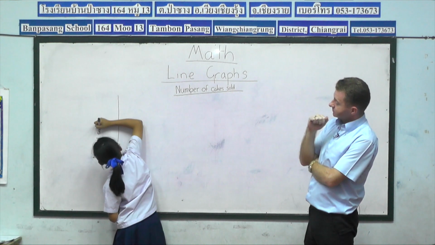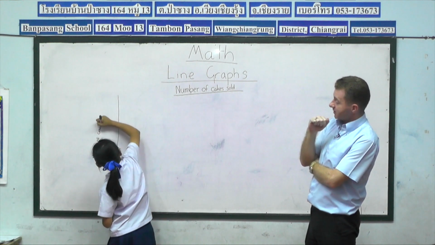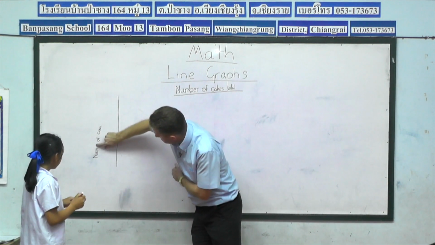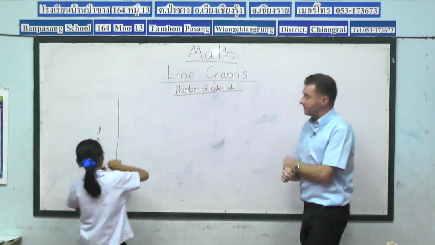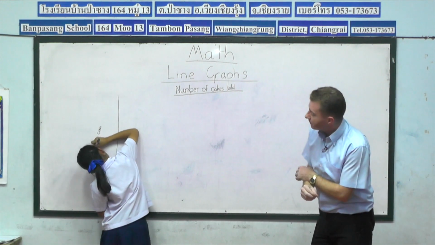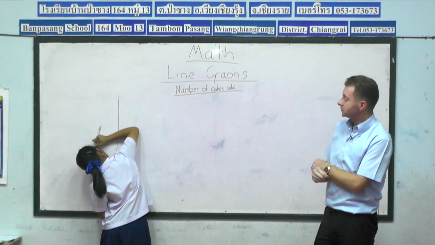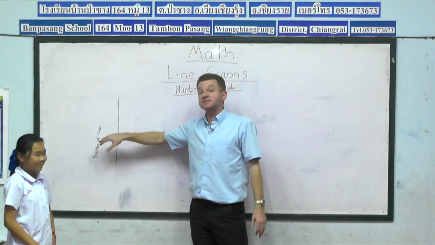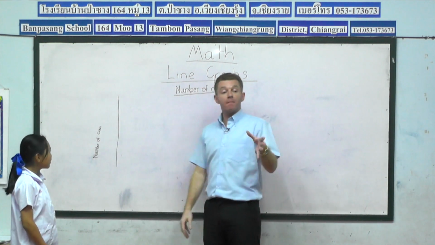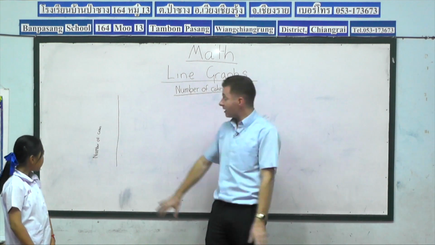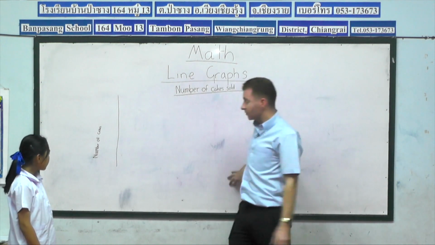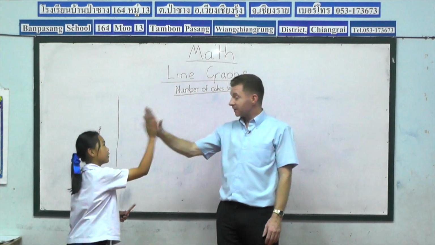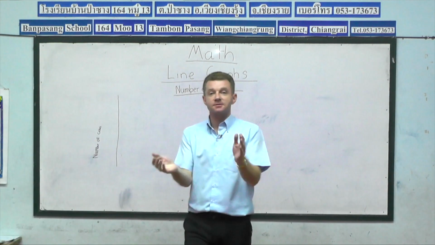C-A-E-S. Brilliant, Nadia. So now we know all we need here. N-U-M-B-E-R. So don't forget B. B-E-R for number. Brilliant. So now we know our vertical axis is about the number of cakes. Remember I said the vertical axis on a line graph is numbers and the horizontal axis will be the time period. Nadia, that was brilliant. Big round of applause for Nadia, please, guys.